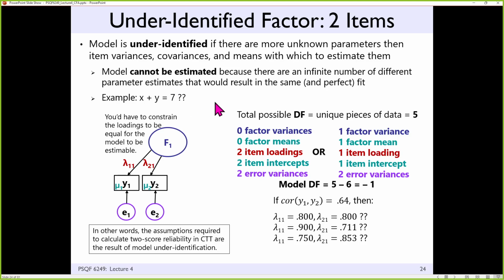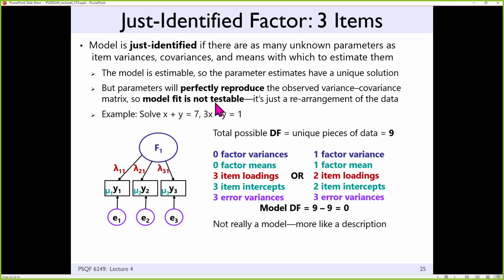There's your take home. What about 3? 3 is just identified, meaning no parameters left over, you've spent them all. You're broke. Now, is it good to be broke? Well, it's better than being in debt, right? Like if these are my choices.